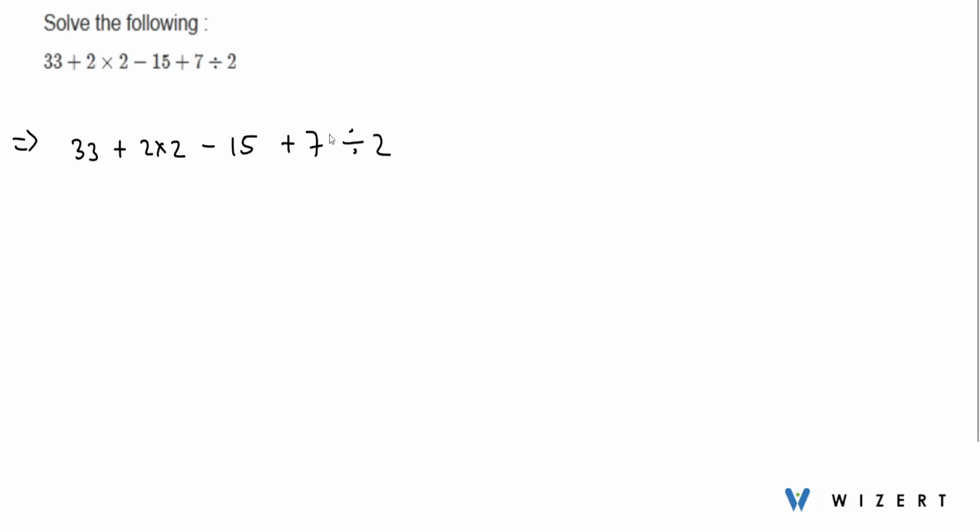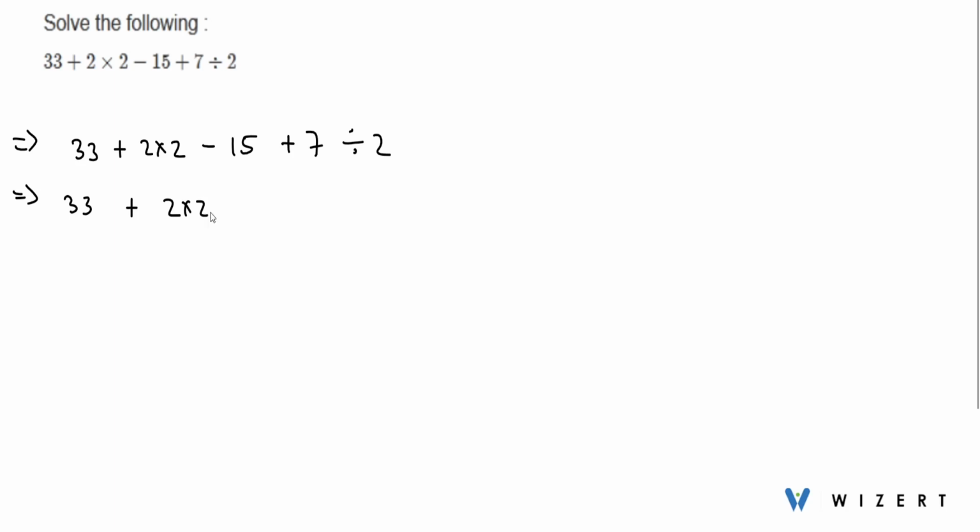Now, according to the rules of algebra, we are going to use the approach of BODMAS. According to BODMAS, what we know is that at first we have to solve the division operator, then we have to solve the multiplicative operator, and finally we have to solve the plus and then the minus operator. So let's solve it in that way.